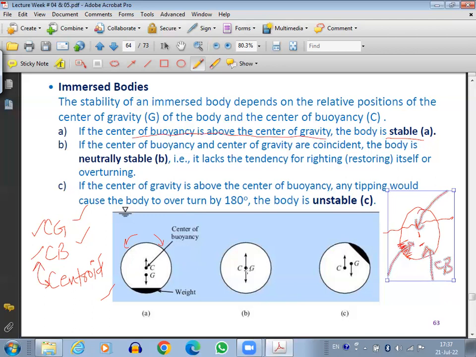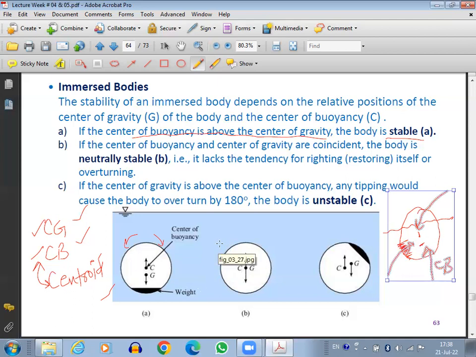Now, if the center of buoyancy and center of gravity are the same, this is possible when the mass is equally distributed. Then the center of gravity would be in the center and the object is completely immersed in water, so the centroid would be the same as the center of buoyancy. In that case, it does not matter. It is neutrally stable. Neutrally stable means if you tilt it a bit, it will rotate as long as the tilting effect is there. It will not return back to its original position.